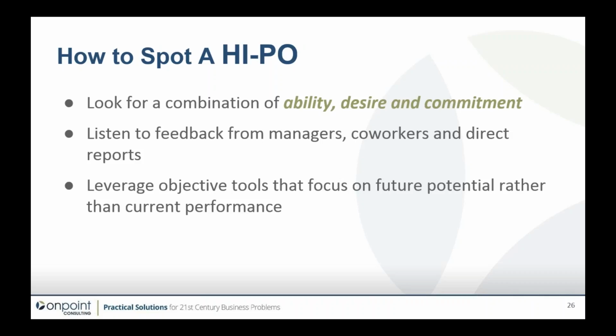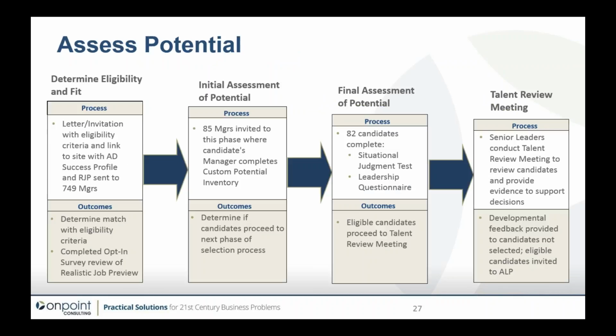Again, feedback from managers, coworkers and direct reports is important, and it is a critical component. And it also has a degree of bias and perception difficulties. But if you take a look at objective tools that focus on future potential and not just current performance, you'll tend to do a better job of overall assessment and identification.